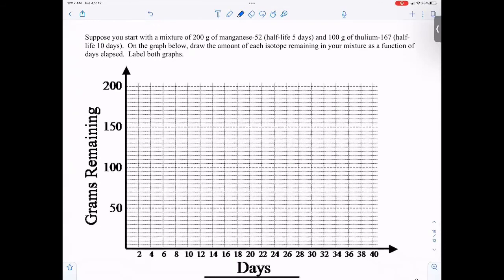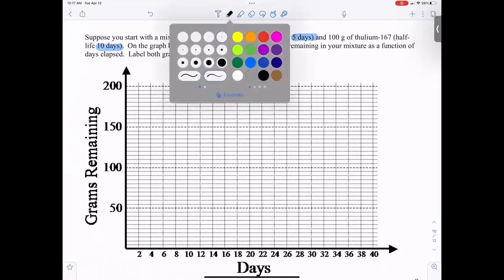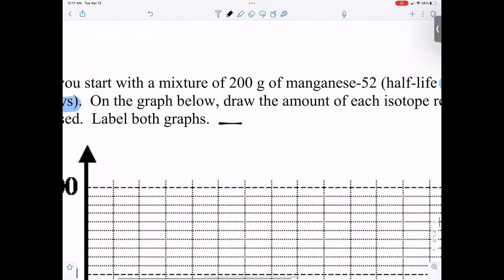Suppose you start with a mixture of 200 grams of manganese-52, which decays half of its stuff every 5 days, and 100 grams of thulium-167, which decays half of its stuff every 10 days. On the graph below, draw the amounts of each isotope remaining in your mixture as a function of the days elapsed. Graph both. I'm going to do these in two different colors just so you can see. I'm going to be graphing in black the manganese-52, and in blue the thulium-167.